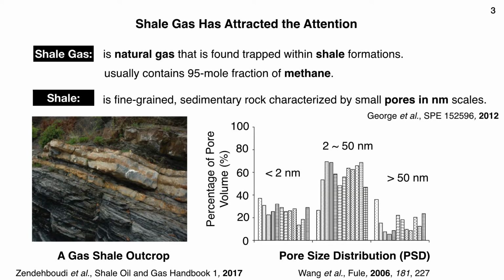I would like to introduce more about shale gas and shale reservoirs, about their characteristics. So shale gas is a natural gas that is found within shale formations and usually contains 95 mole fraction of methane. Shale is a fine-grained sedimentary rock characterized by small pores in nanometer scales. And here we show a shale gas outcrop to give a more intuitive understanding of shale rocks.